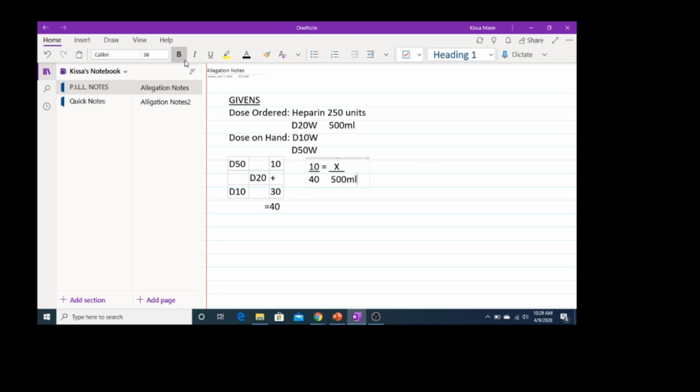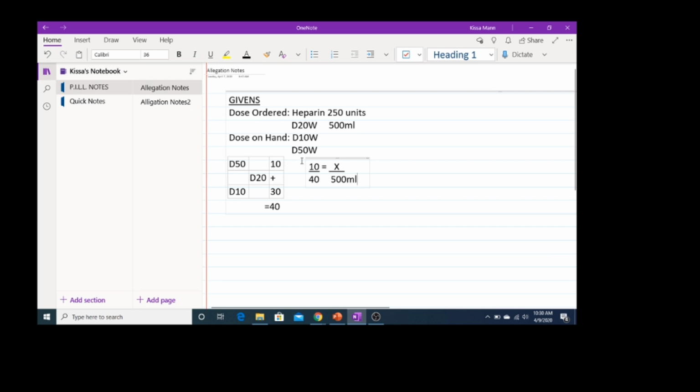This is our final volume that the physician ordered. And what we're trying to solve for, if 40 is the total of all these two parts, and 40 should equal the total volume, the final volume, which is 500 milliliters, we're setting up an equation where 40 equals 500 milliliters, which it does, and 10 is the dextrose 50, 10 parts of dextrose 50. Well, how many milliliters was the equivalent of 10 parts of dextrose 50?